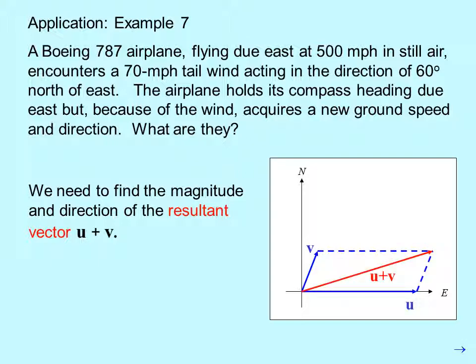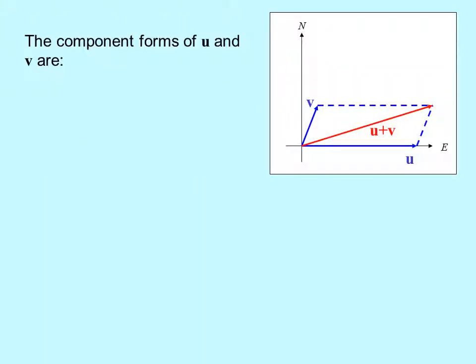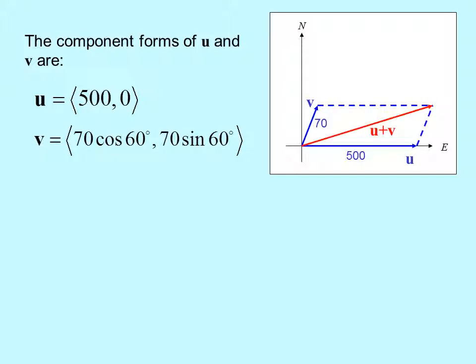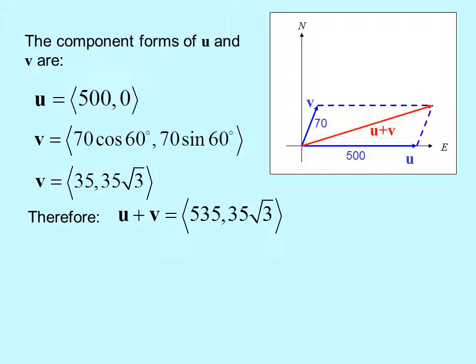Using the parallelogram law of vector addition, we see the resultant vector u plus v. The component forms of u and v are u equals vector ⟨500, 0⟩, that is 500 in the x direction, 0 in the y direction. v equals ⟨70 cosine 60 degrees, 70 sine 60 degrees⟩. Or, since cosine 60 is 1/2, v equals ⟨35, 35 radical 3⟩, since sine 60 is radical 3 over 2. Therefore, u plus v equals ⟨535, 35 radical 3⟩.